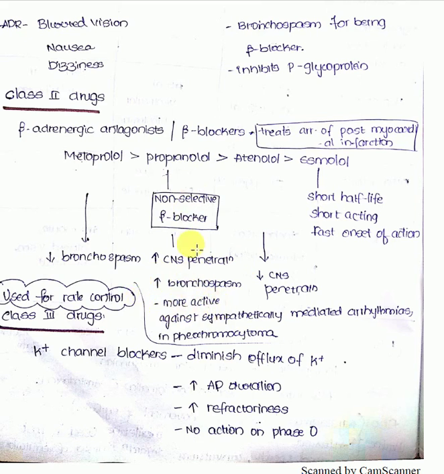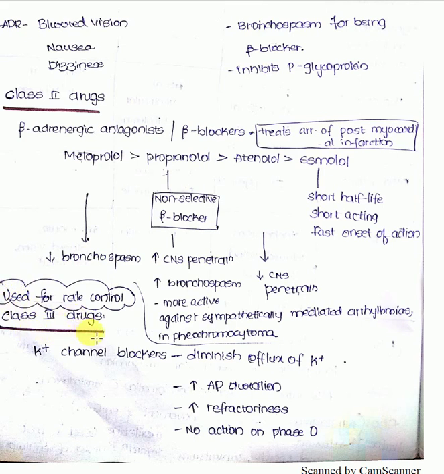And propranolol is also active against sympathetically mediated arrhythmias in pheochromocytoma. And metoprolol has lower bronchospasm when compared to propranolol. These class 2 drugs, beta adrenergic antagonists, are the only class of drugs that are used to control the rate of arrhythmia, whereas class 1, 3, and 4 are used to control the rhythms, but these are the only drugs that are used to control rate.